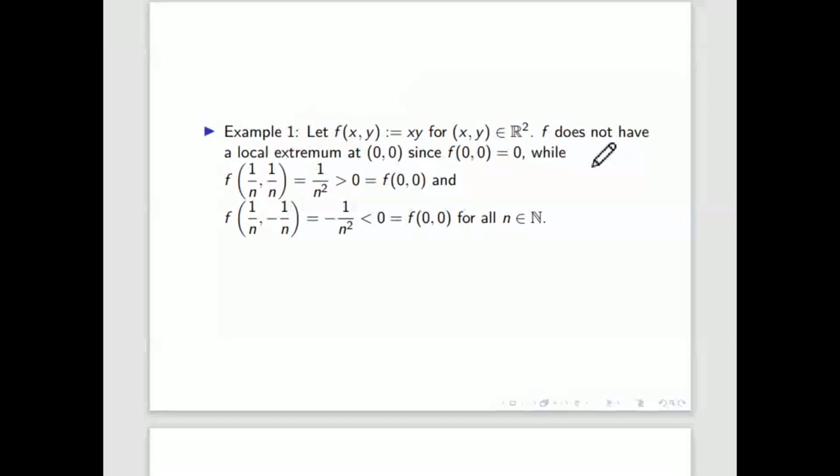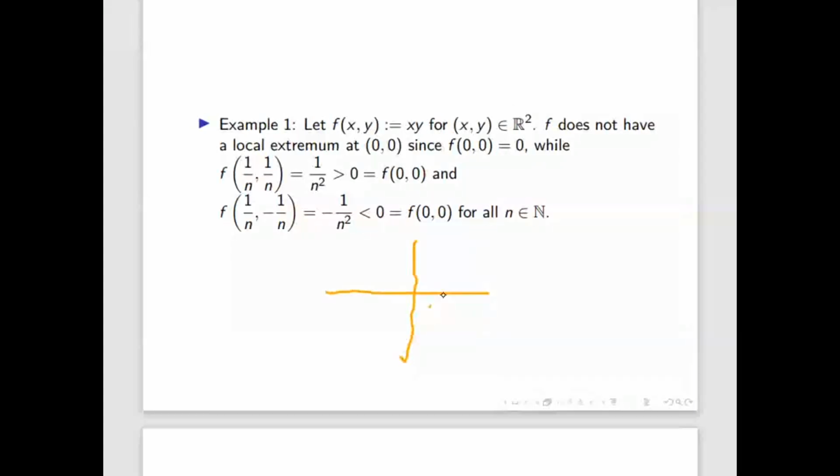So this is the example. The function is given f of x, y equal to x times y. At (0, 0), f doesn't have a local extremum. That (0, 0) is the saddle point. Why? Because if you take 1/n and 1/n, like (0, 0), here I am not taking a sequence. Suppose this is the x-y variable (0, 0), and if you draw a disk of radius r, then the functional value at this point (0, 0) will come 0.